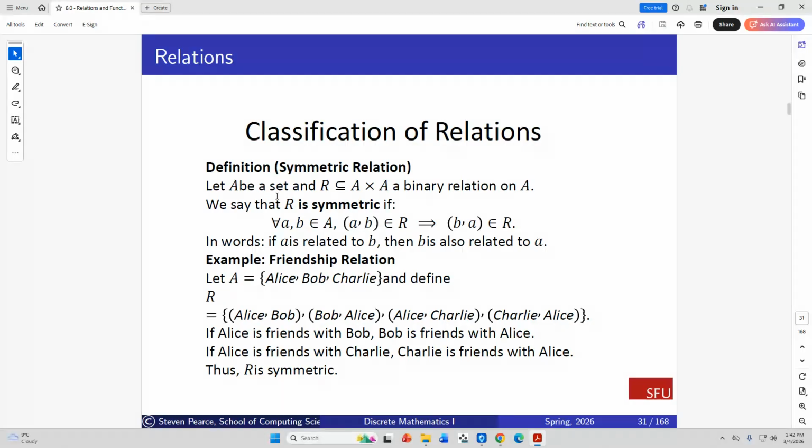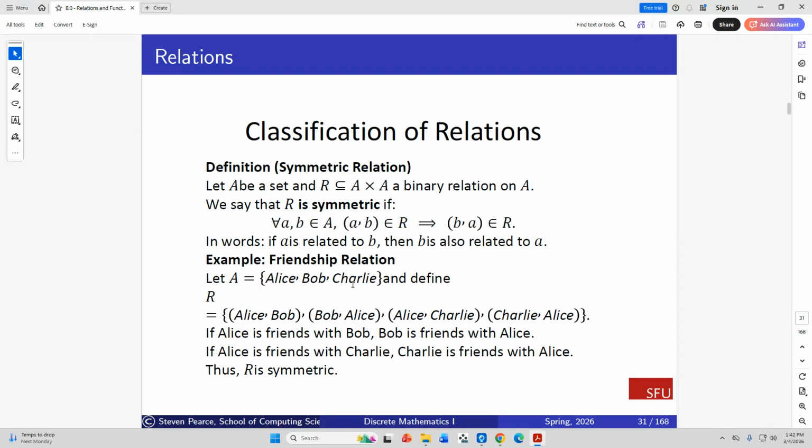Symmetric relation. Let A be a set and R a binary relation on the Cartesian product of A with itself. We say R is symmetric if for all a, b in A, the ordered pair (a, b) being in R implies the ordered pair (b, a) is also in R. So, this and this. Okay.